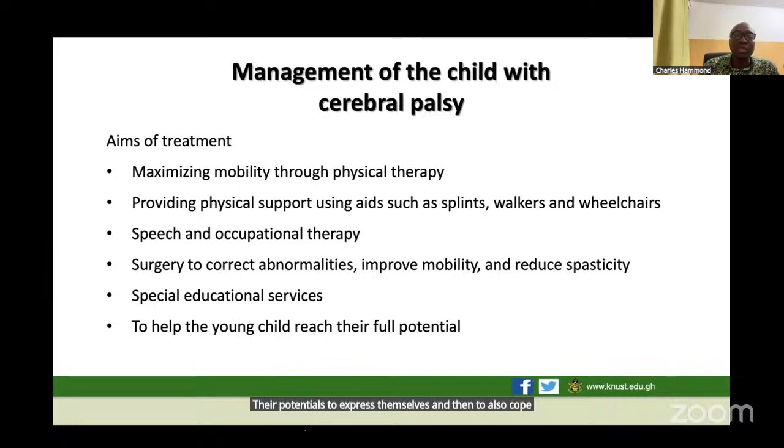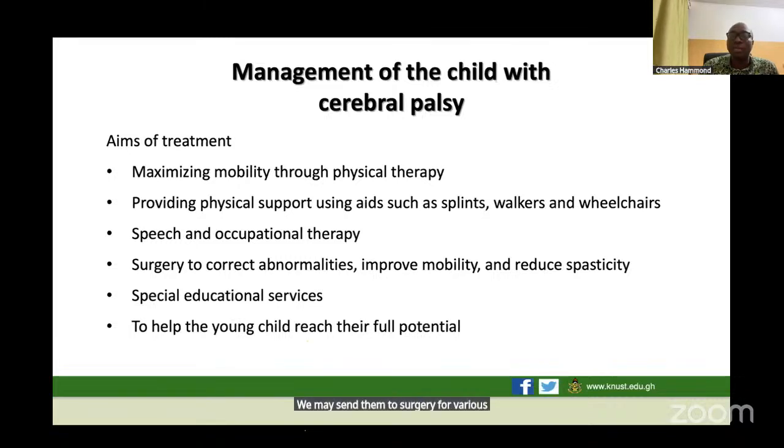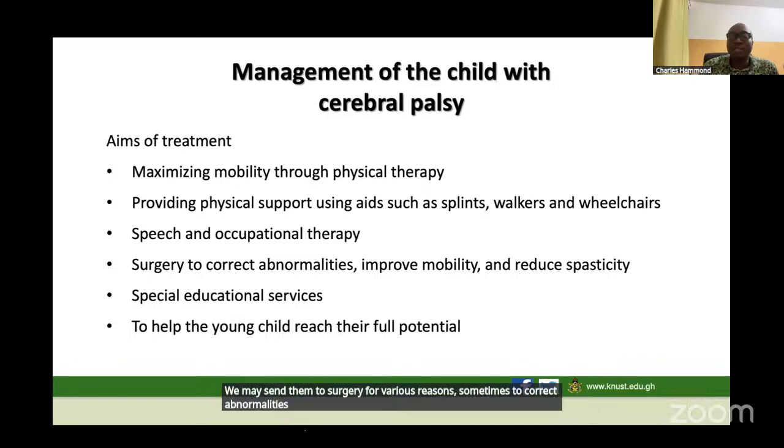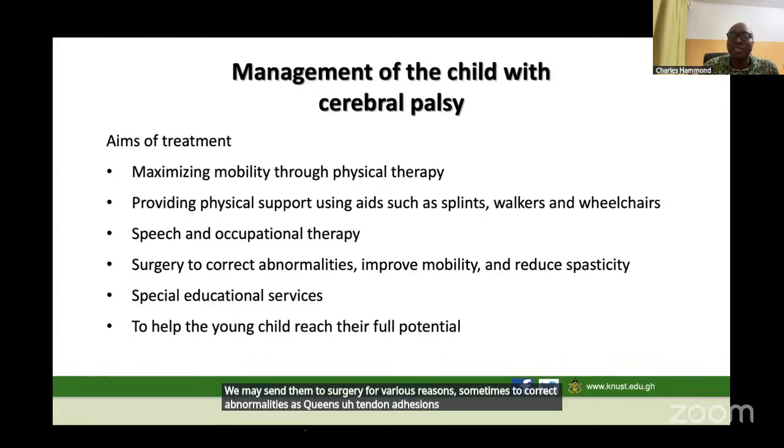We may send them to surgery for various reasons, sometimes to correct abnormalities like squints, tendon adhesions, hip subluxation, spasticity, and others. These are the reasons we might send them to surgery.